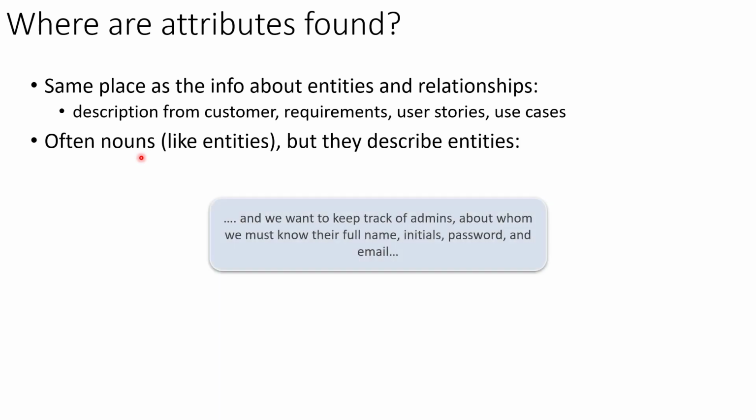So for example, we could have a piece of description that says, we want to keep track of admins about whom we must know their full name, initials, password, and email. Password, for example, is a noun, but it is indicated by the text that this is data that belongs to the admin. They describe the admin. Full name, initials, password, and email is something that belongs to the admin. So usually we can read from the description whether full name should be an entity, or whether it's implied that it is something that describes the entity. All right, so that's what we're looking for.